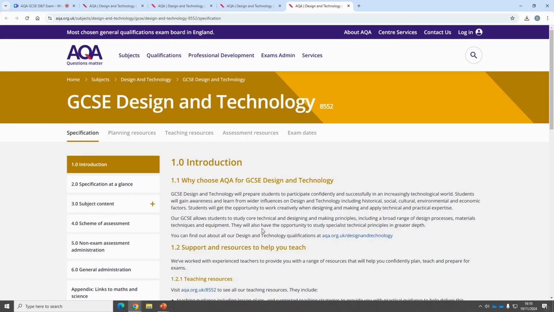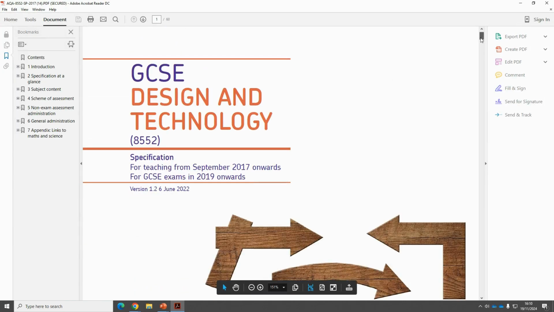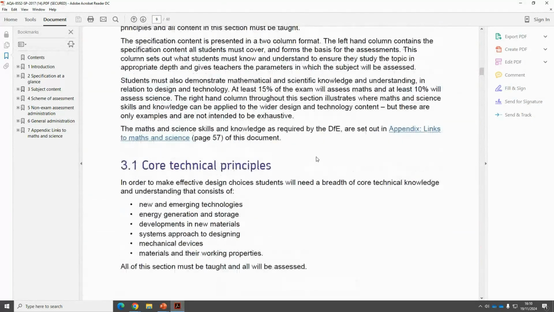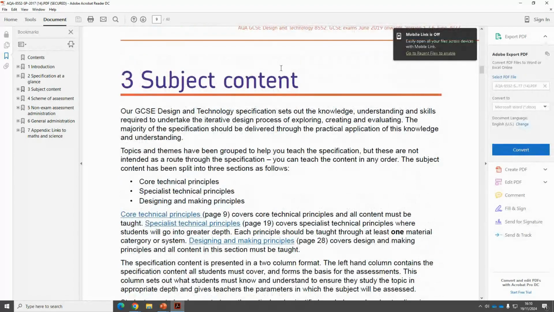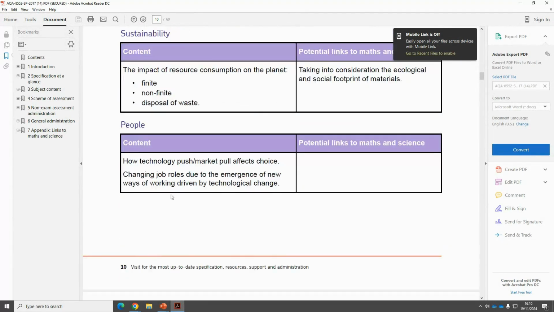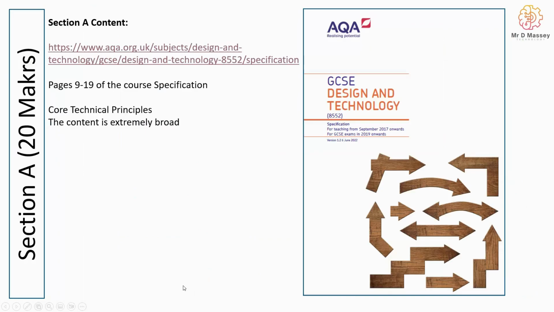It brings us to this page. So GCSE Design Technology, AQA, if you Google that, it'll take you here. And as long as this code says 8552, you're on the right course. And down the page on the left-hand side is the specification. It's a PDF. If we open up the PDF, I can then scroll down to page 9. Core technical principles, subject content. And here it is in a sort of list format, which you can work through. So that's the content for section A.